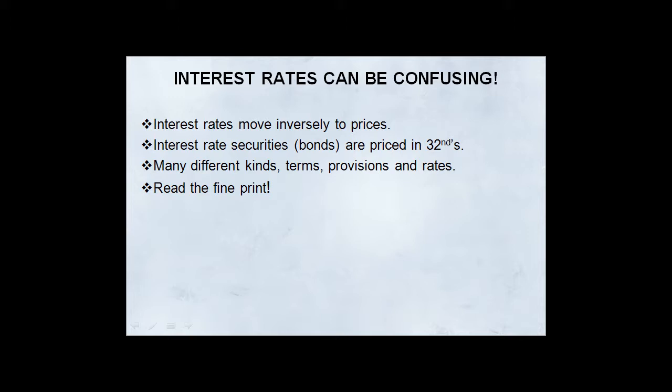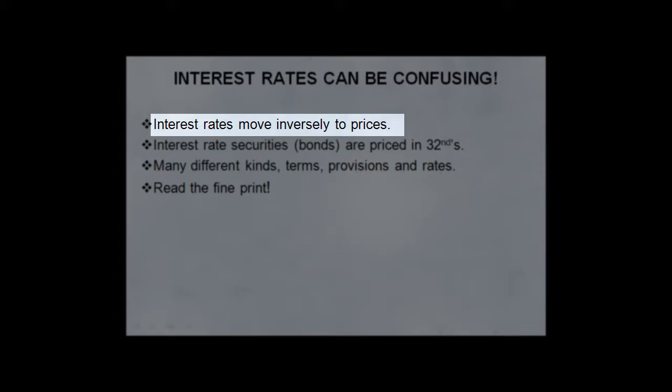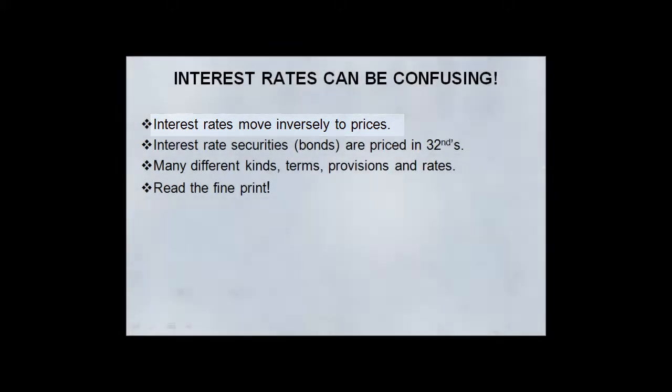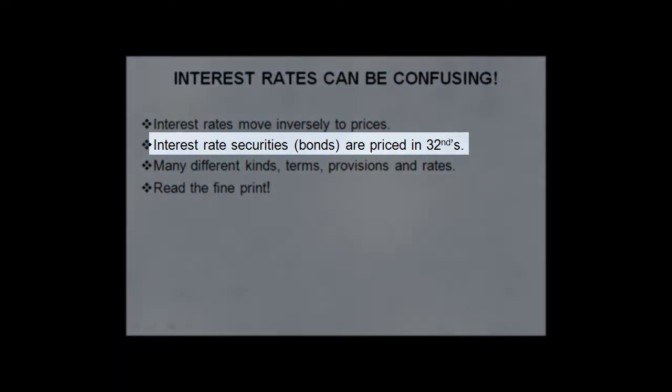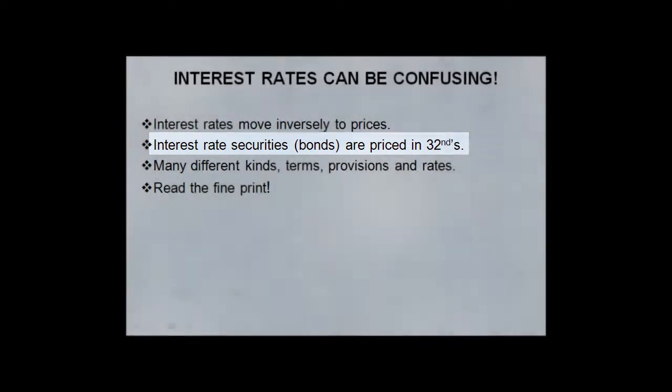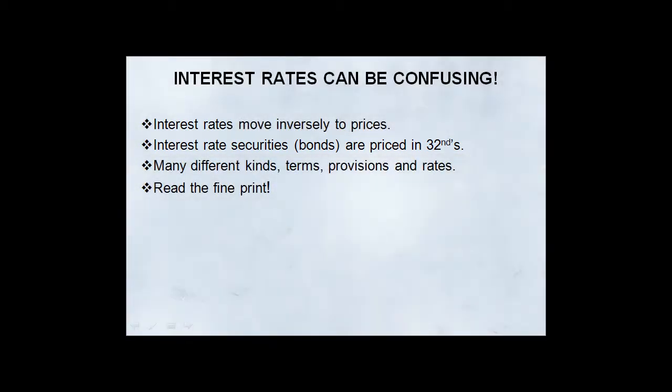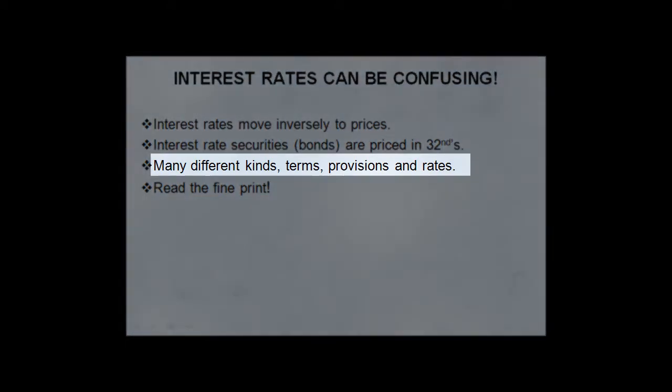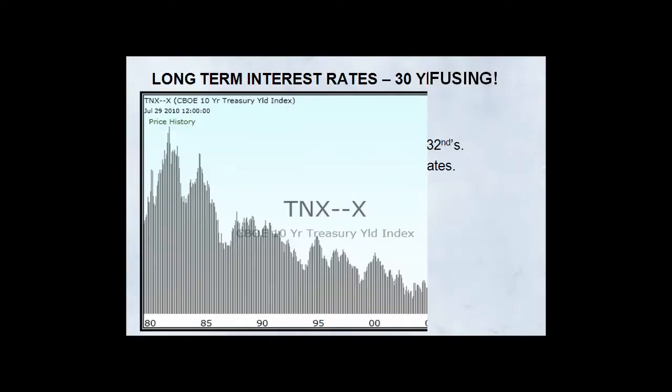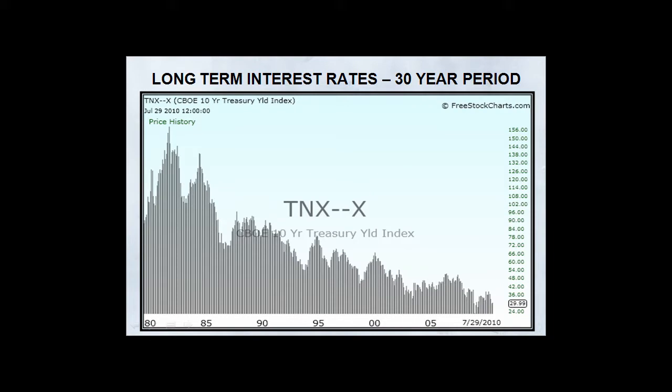Many people find interest rates to be confusing, in part because interest rates move inversely to prices. That means when prices are rising, rates are falling. Bonds are priced in 32nds instead of decimals. So it's 103 and 2/32nds. People don't understand that as quickly and readily as they do decimal points and straight prices. There are many different kinds of bonds. That's really not our point here, but what we'd like to talk to is what's happening in long-term rates and how that applies to the housing market.